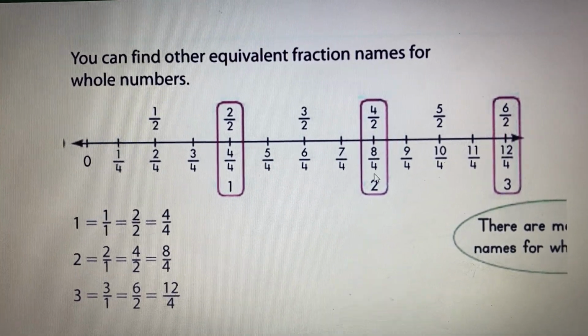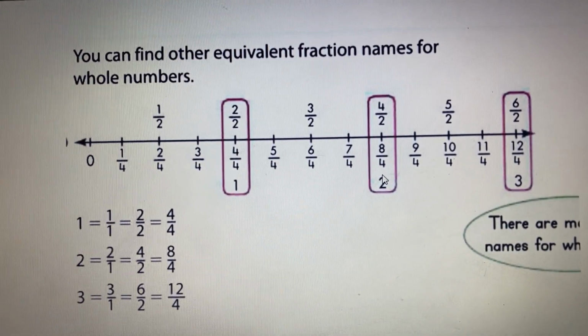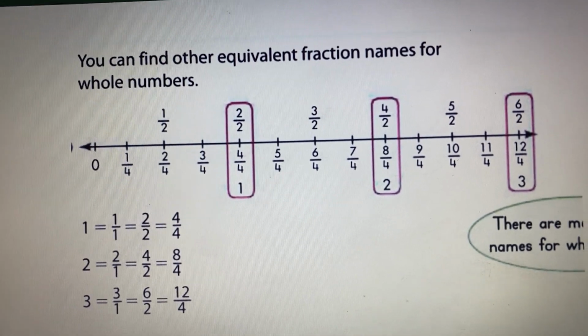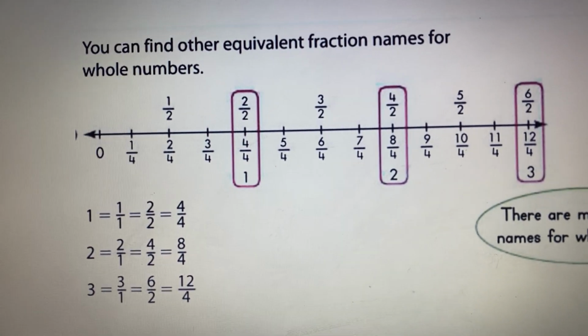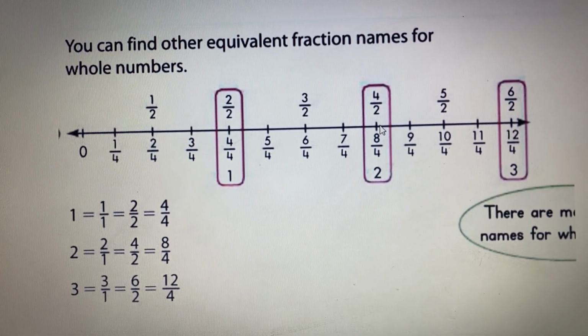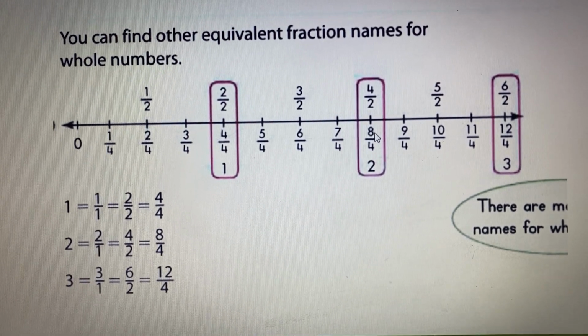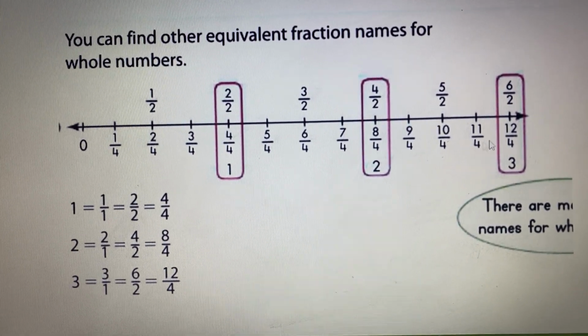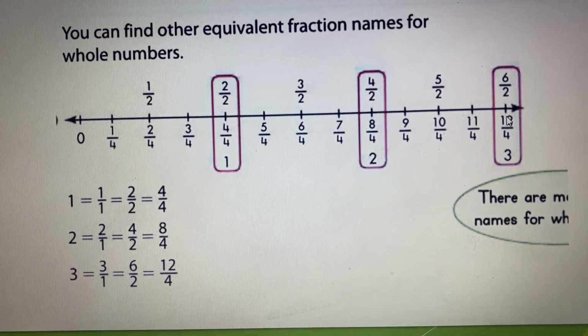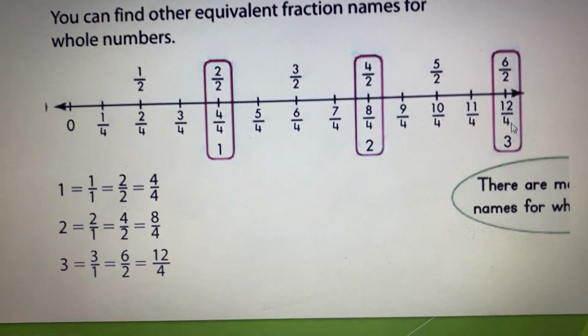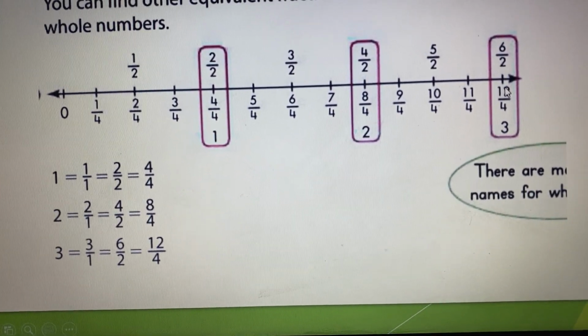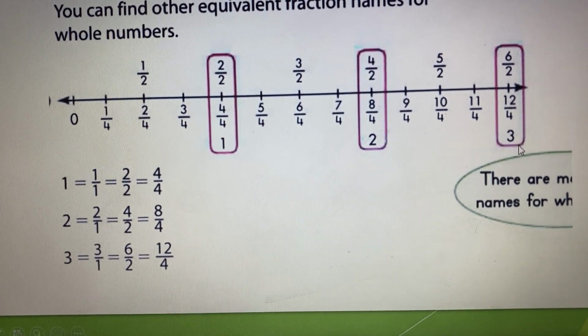Okay, now let's look at 2. To find it for 2 or 3 or whatever, always use division. Divide. 4 divided by 2 equals 2. 8 divided by 4 equals 2. The same for 3. So 12/4, it's a fraction. But if I say 12 divided by 4, it equals 3 wholes.